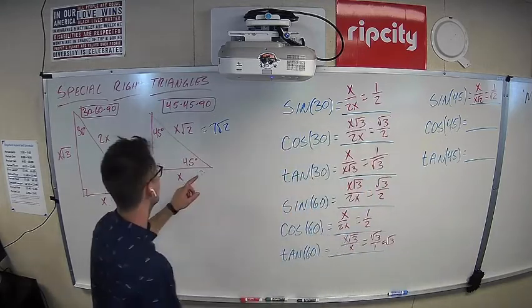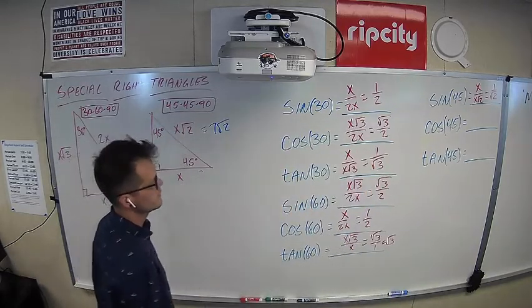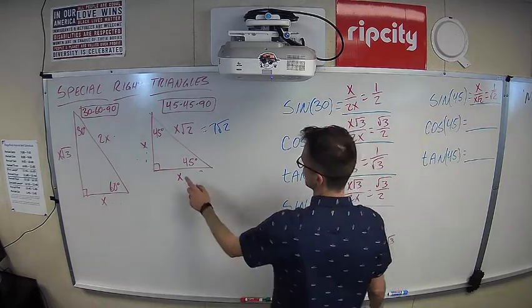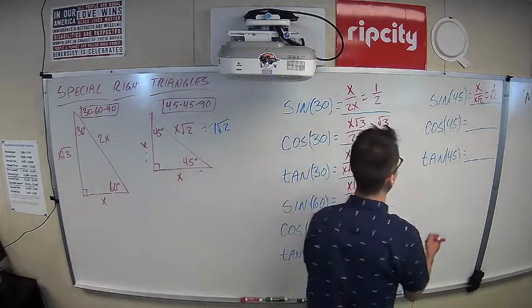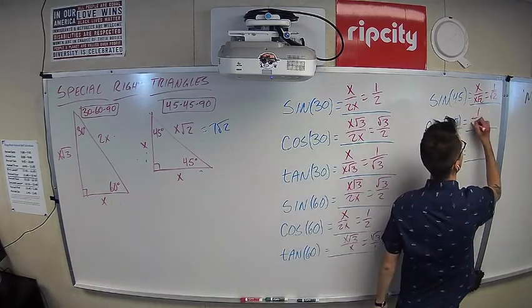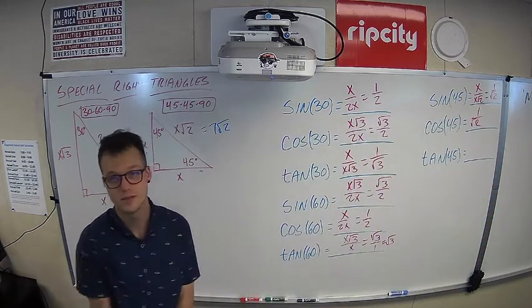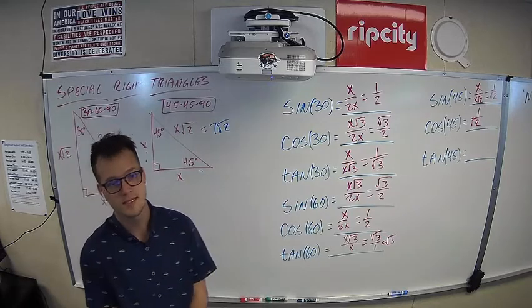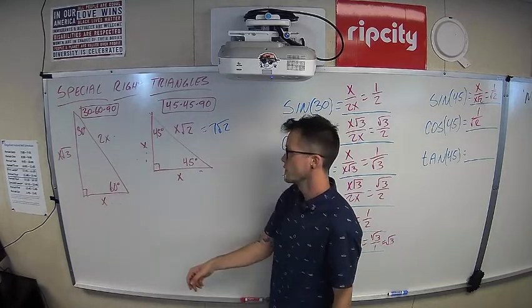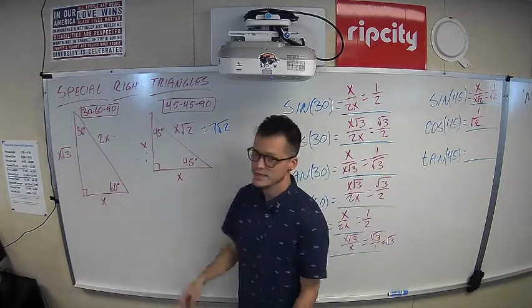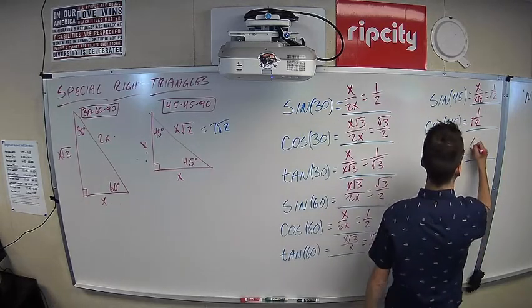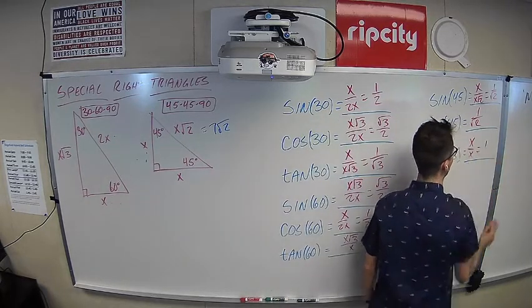Cosine of 45, adjacent over hypotenuse. Turns out that's the same thing because the opposite and the adjacent legs have the same value. So I'm just going to skip to 1 over root 2. Tangent of 45, this one's a little bit interesting. Opposite over adjacent. You get to pick which 45-degree angle you're working from. Opposite over adjacent, that's going to be x over x, which simplifies to 1.